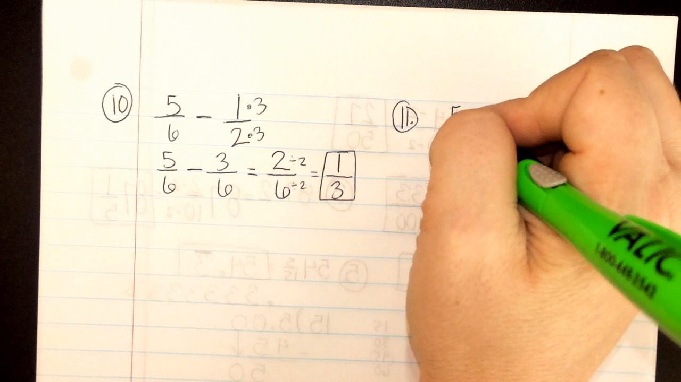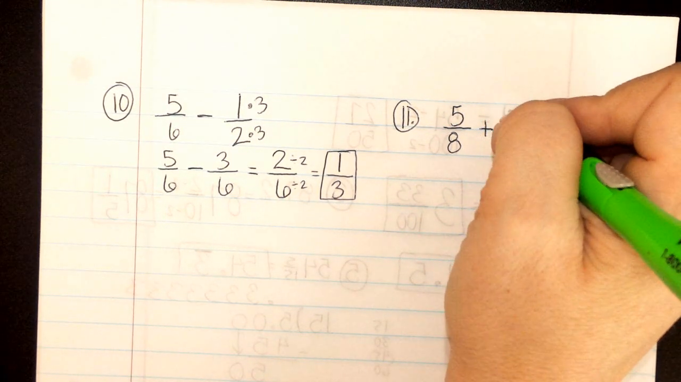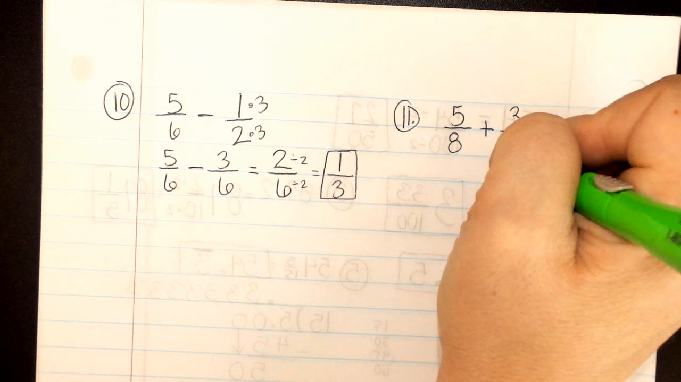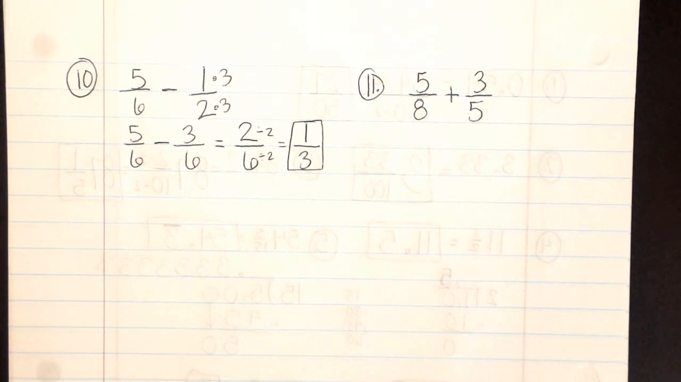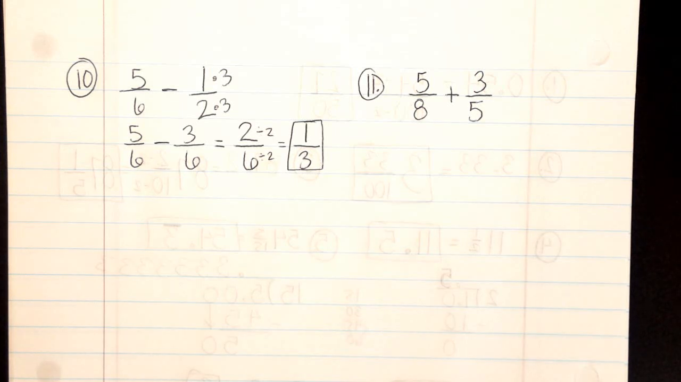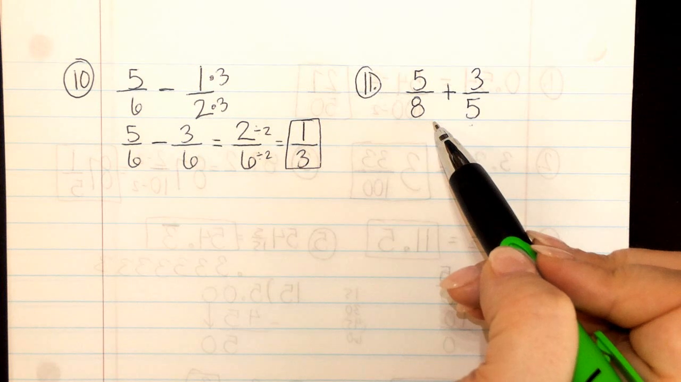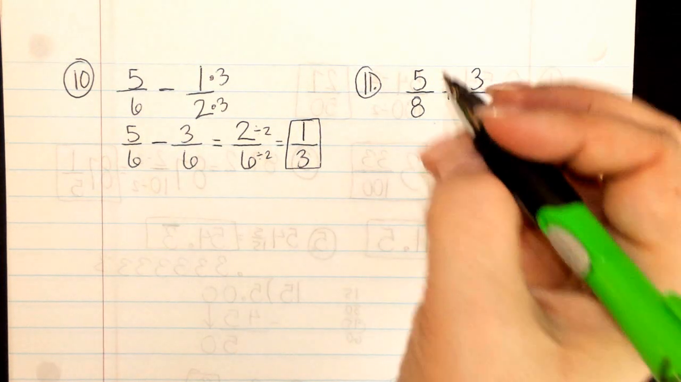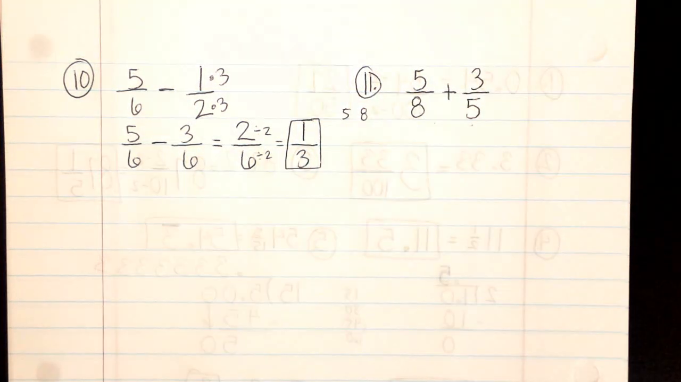All right, number 11. We have 5 over 8 plus 3 over 5. Right now, can I add those? No. So let's look at our small number. Can I make 5 look like an 8? No. So we're going to make that list of numbers. So 5 and 8. Which list is easier to make, the 5 or the 8? The 5, because it's 5.